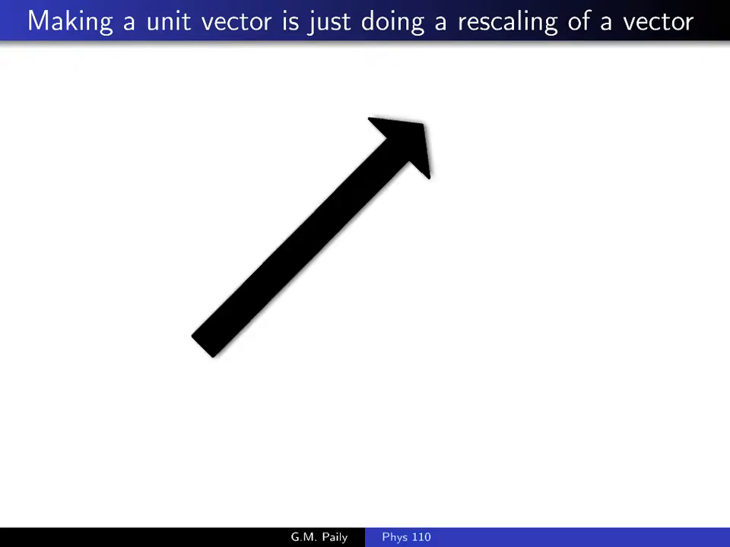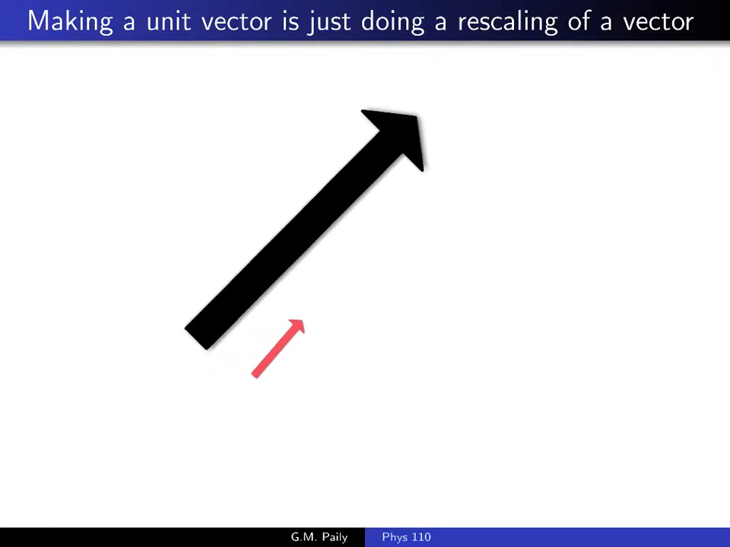Again, just to give a pictorial representation, if I am given a vector, to construct the unit vector with the same direction, I simply scale down the vector, keeping the direction the same, until it has the appropriate length of length 1. This is how we construct a unit vector.